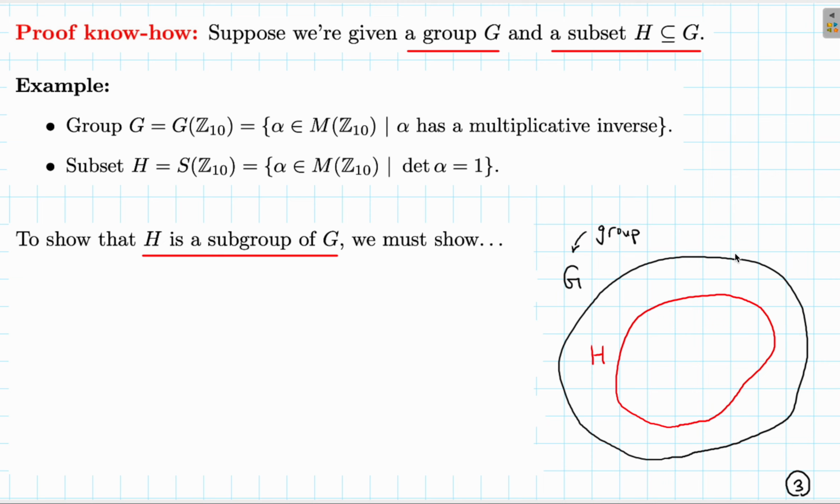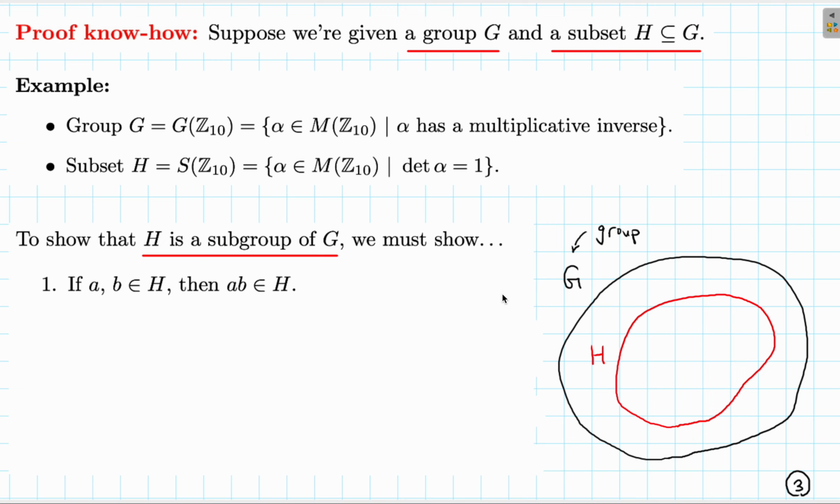Again, we already know that G is a group, and we have this subset inside it called H, and we want to show that H is not just a subset, but a subgroup. And that really boils down to showing that H is a self-contained group on its own, using the same operation as G. And so here are the things that we need to show.